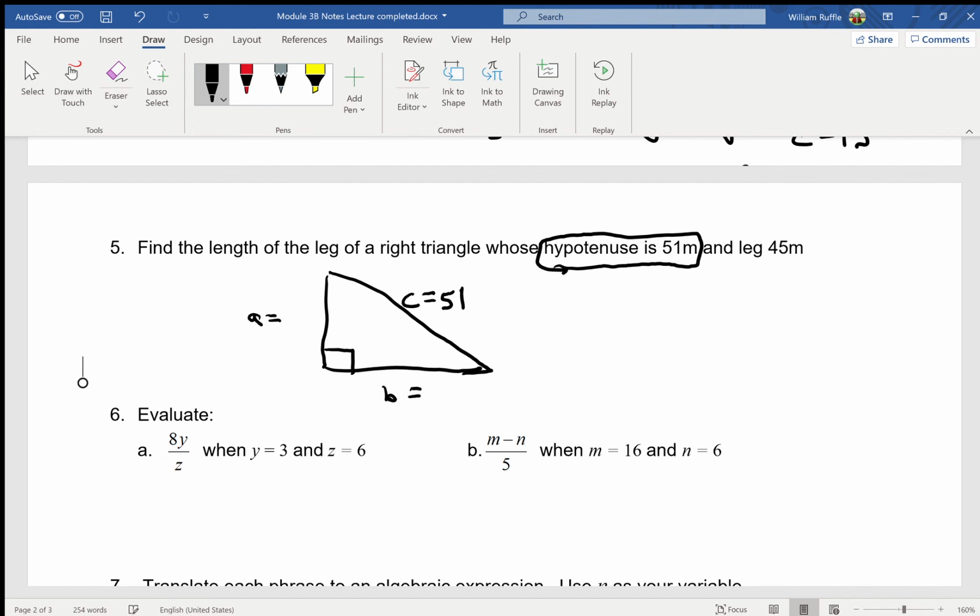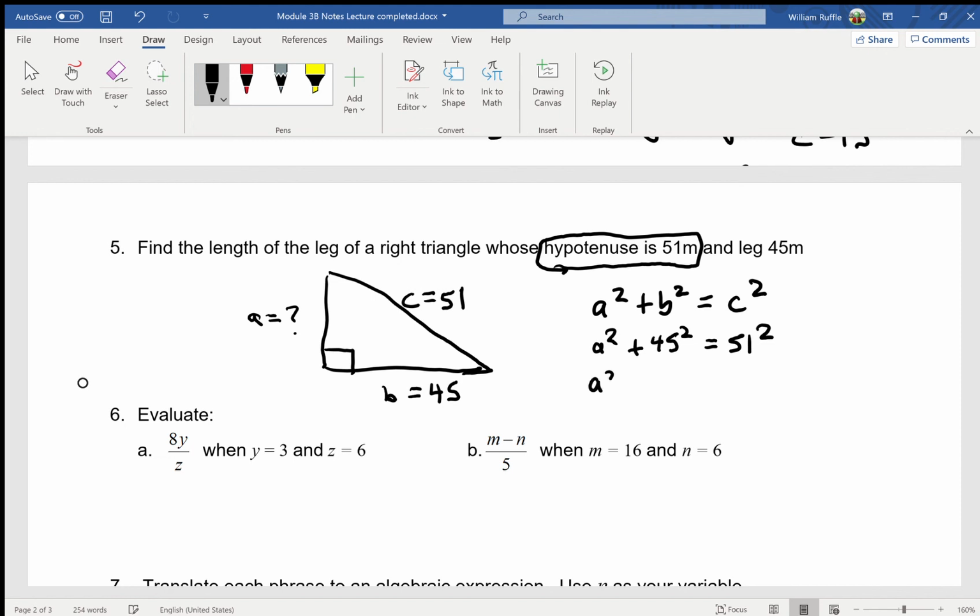Again, the legs, it does not matter which one I put it under. I'm just going to let B equal 45. I could have easily made A equal 45. When I solve for this, it's A squared plus B squared equals C squared. A is what I don't know, so I'm just going to leave that as A squared plus 45 squared equals 51 squared.